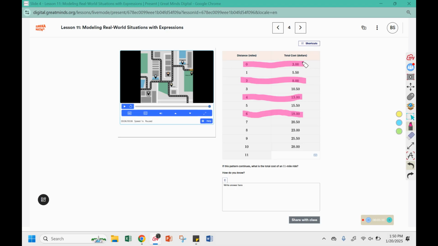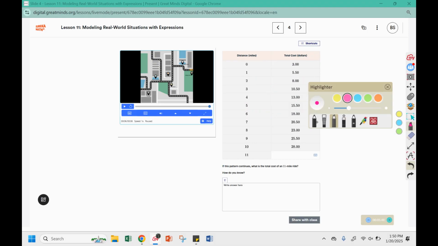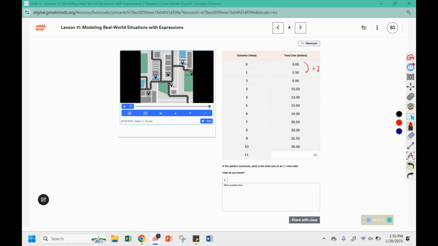And then it goes up by $2.50. Let's see. It starts at $3 and it goes up $2.50 to get to $5. And then if I add $2.50 to that, that gives me $8. And if I add $2.50, that gives me $10.50. So it looks like they're going up by $2.50 each time. So $28 plus $2.50 would be $30.50.